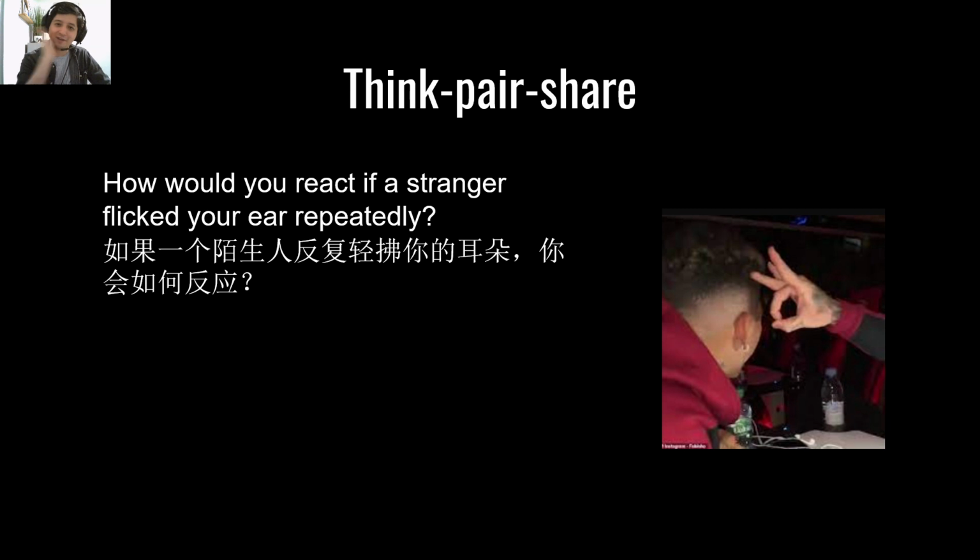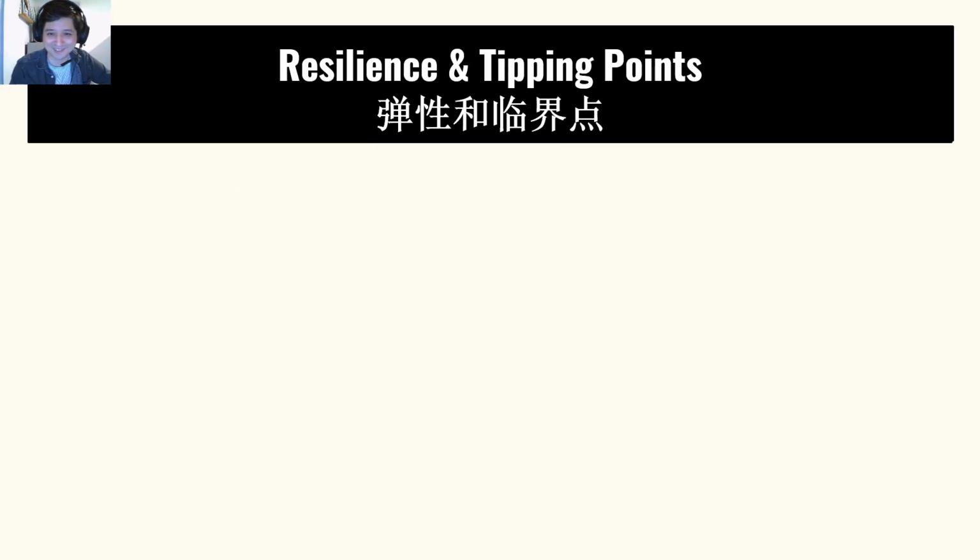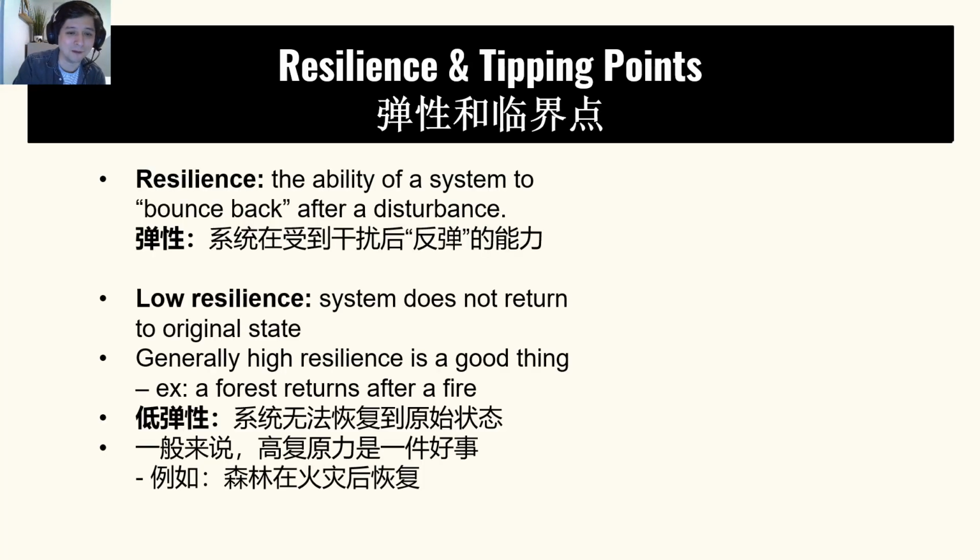If that person started slapping you, then you might get angrier much quicker. So it depends on the situation, depends on the disturbance, the strength of the disturbance, depends on how resilient you are or how resilient the ecosystem is, right? So these are two terms that are very related, okay? The more resilient a system is, the better able it is to keep from going to the tipping point.